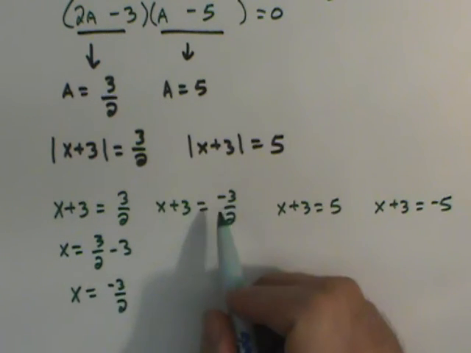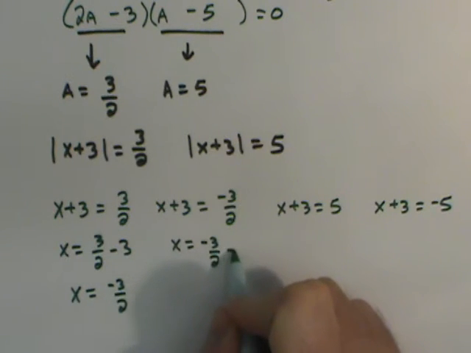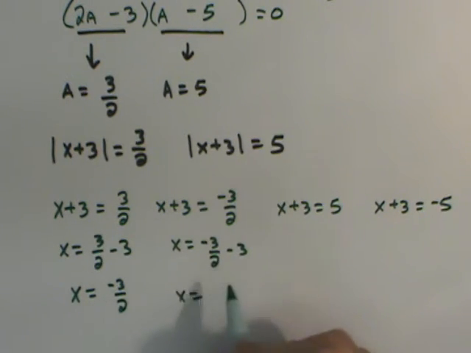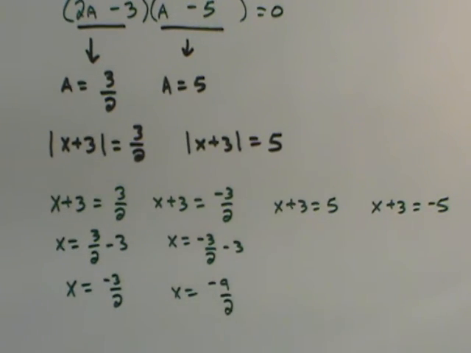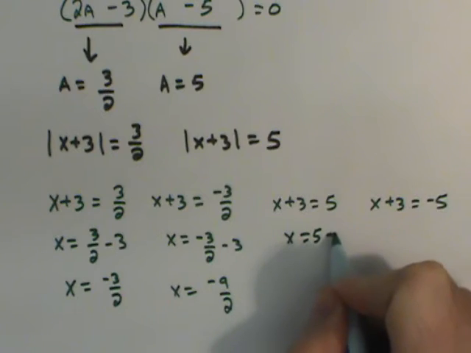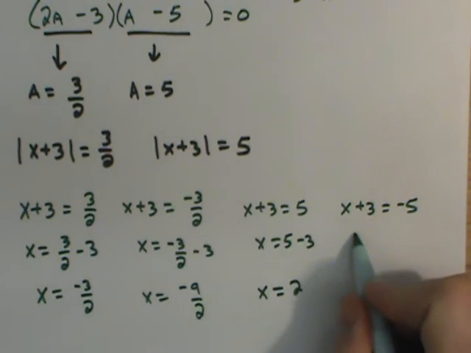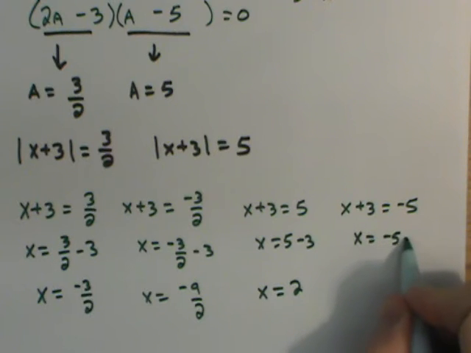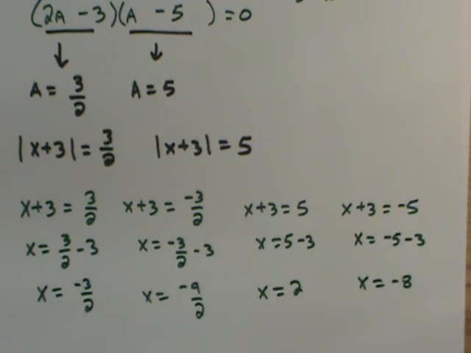And then when I move this one over, I can say x is equal to negative 3 halves minus 3, which would be, what do we got here? 6 halves, so that would be negative 9 halves. On this one, I simply move the 3 over, so x would equal 5 minus 3. X would be equal to 2. On this one, x is equal to negative 5 minus 3, so x is equal to negative 8.